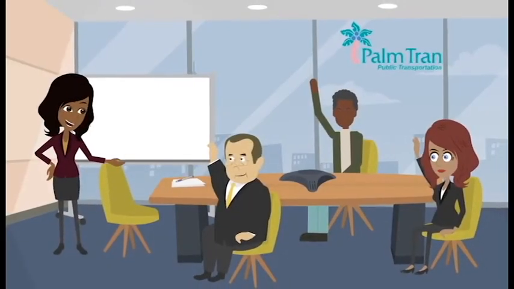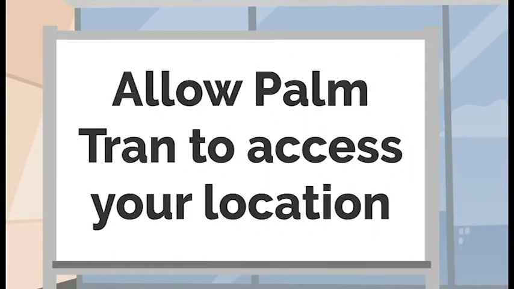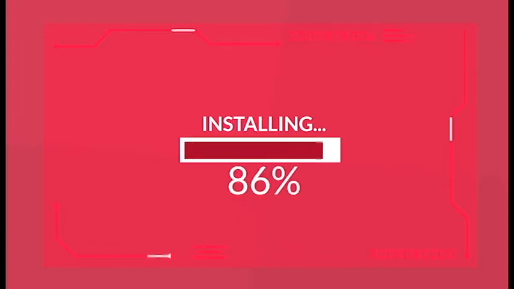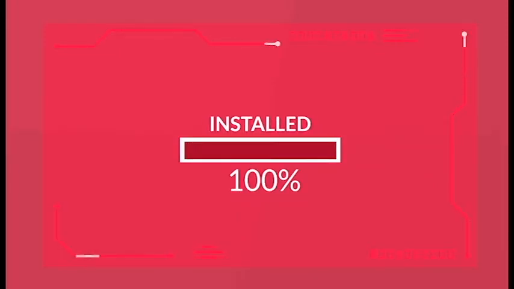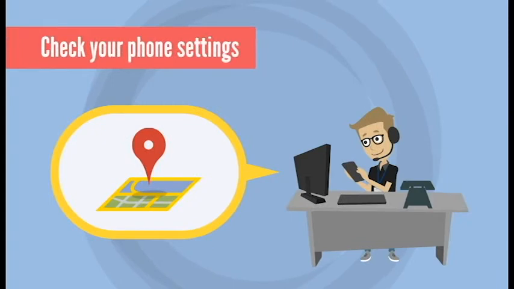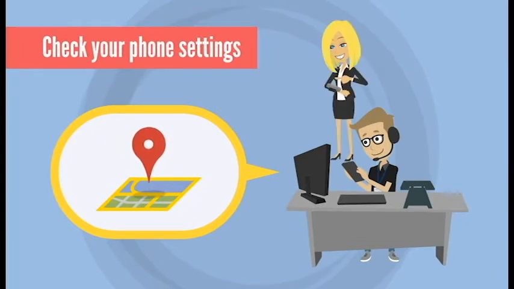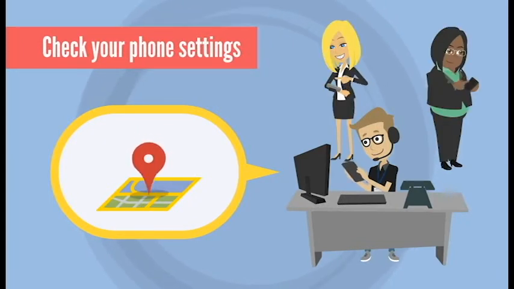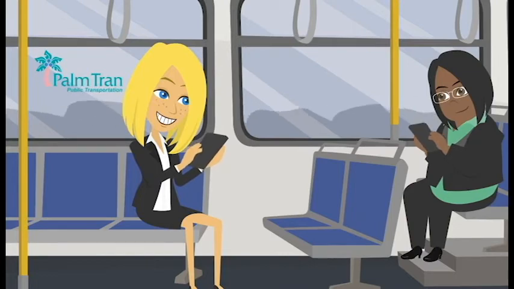Ready to hit the road? It's time to plan a trip. To do this, make sure you've allowed Palm Tran to access your location. You most likely click to allow this function during the installation of the app. Otherwise, you can go into your phone settings to allow location access while using the app. You'll need to have this to proceed.